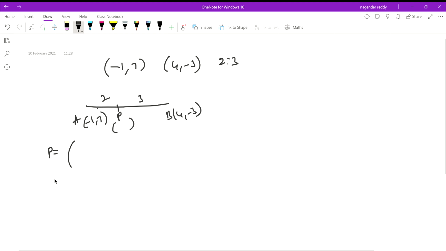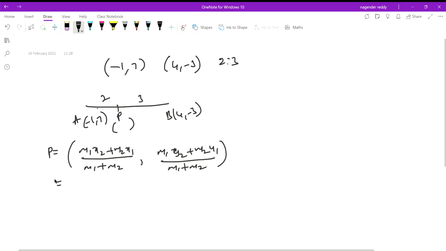We have the formula (m1x2 + m2x1)/(m1 + m2), comma, (m1y2 + m2y1)/(m1 + m2). Now you can simply substitute the values. Suppose this is x1, y1 and x2, y2. Assume that this is m1 and this is m2. So 2 into x2 plus 3 into x1.